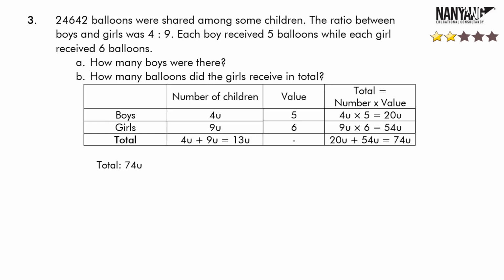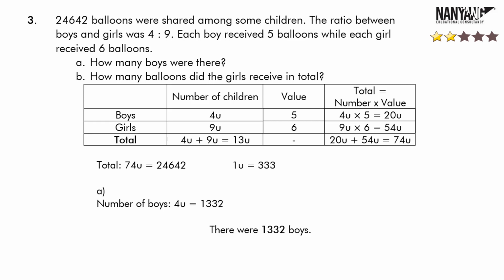So this total of 74 units is equal to, as the question tells us, 24,642. What a large number. But we can key in the calculator and find out that 1 unit equals 333. Now for part A, they asked us how many boys were there. So we should take, as the table states, 4 units. We should get 4 times 333, and we get 1,332. So that's our answer for part A. There were 1,332 boys.